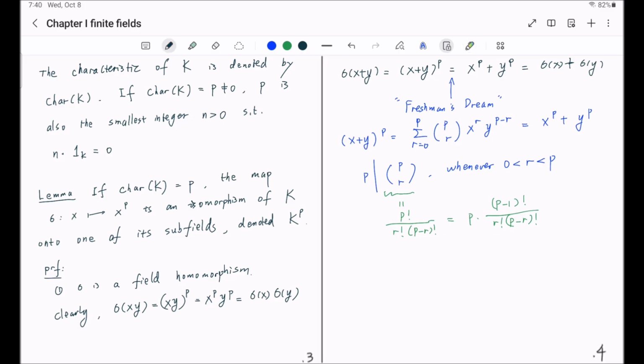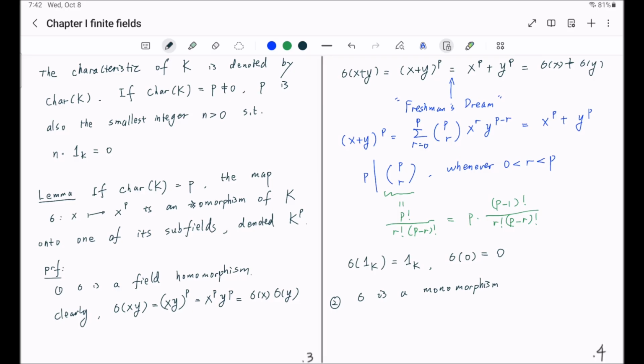And these two, together with the trivial facts that sigma of 1_k is equal to 1_k, and sigma of 0 is equal to 0, show that sigma is indeed a field homomorphism. And now, to show that sigma is an isomorphism of k onto its subfield, it suffices to show that sigma is injective, or a monomorphism.